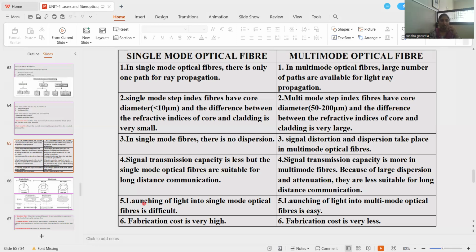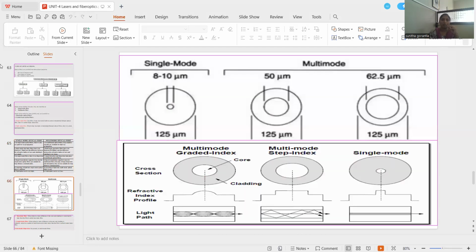And the fifth one, launching of light into the single mode optical fiber is difficult. Launching of light means when the light ray enters into the core, which is very difficult because the diameter of the core is very small. Here the launching of light into the multimode optical fiber is easy because the core diameter is large. Sixth one, fabrication cost is very high in single mode optical fibers, and the fabrication cost is very low in multimode optical fibers. Okay, now see the diagrams.